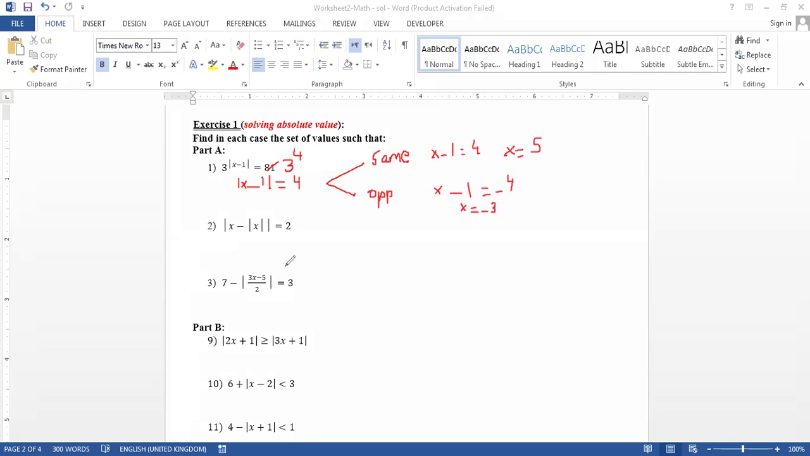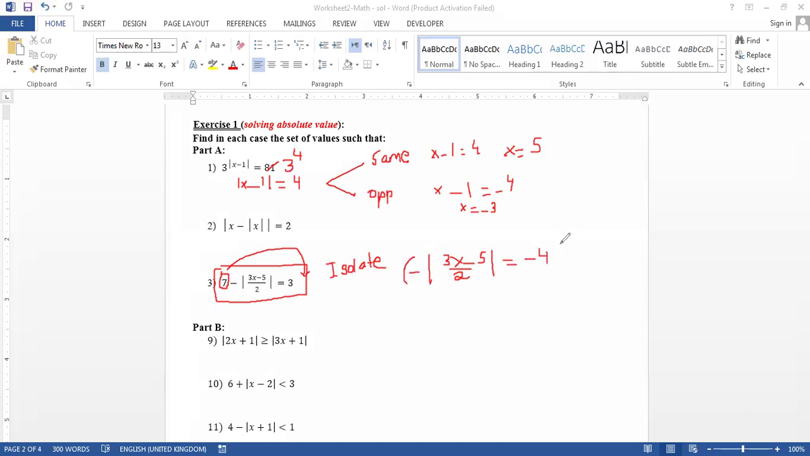I want you to pay attention to number 3 because you've all made the mistake of not figuring out how to solve this. You need first to isolate the absolute value. So it should be alone. I already explained this before in our previous lecture. So please pay attention to this. You need to isolate the absolute value first. I'm going to get rid of the 7. We will take it to the other side. So we will get minus absolute value of 3x minus 5 over 2 equals 3 minus 7, which is minus 4.